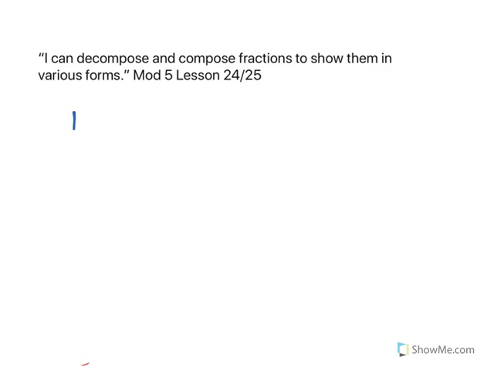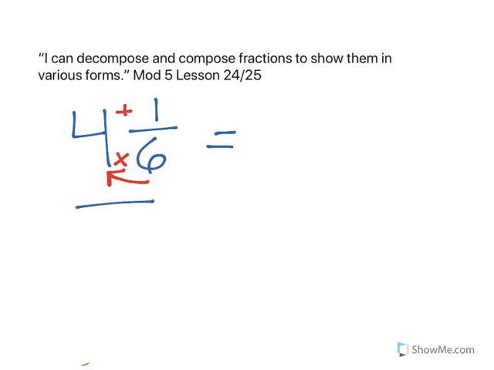So let's start with that example that we just had, 4 and 1/6. This is my mixed number. I want to change it to an improper fraction. So I'm going to do the following operation. Denominator times my whole number. So 6 times 4 would be 24 plus my numerator.